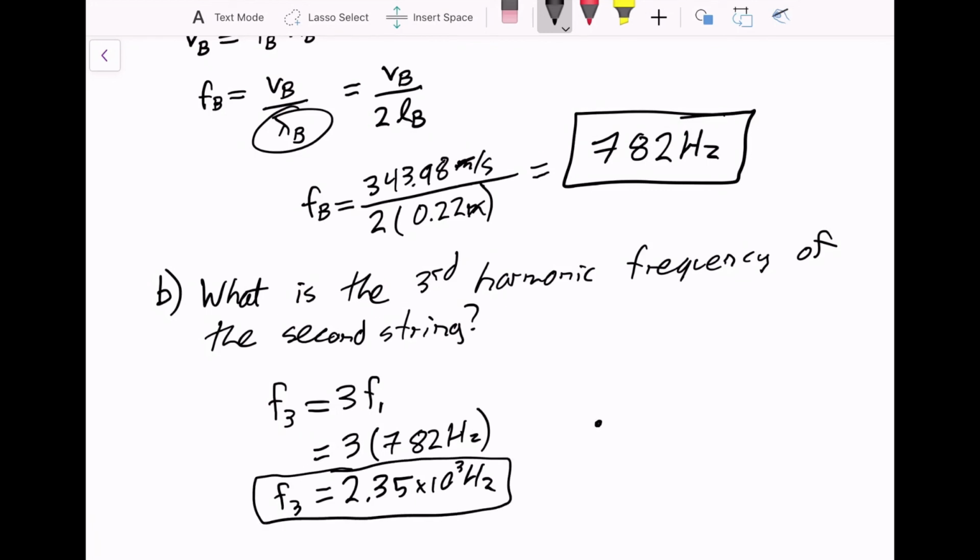And if we want to think about what this is actually going to look like, well, we're actually going to end up with 2 nodes in between, so it'll look something like that. This would be what the third harmonic looks like.